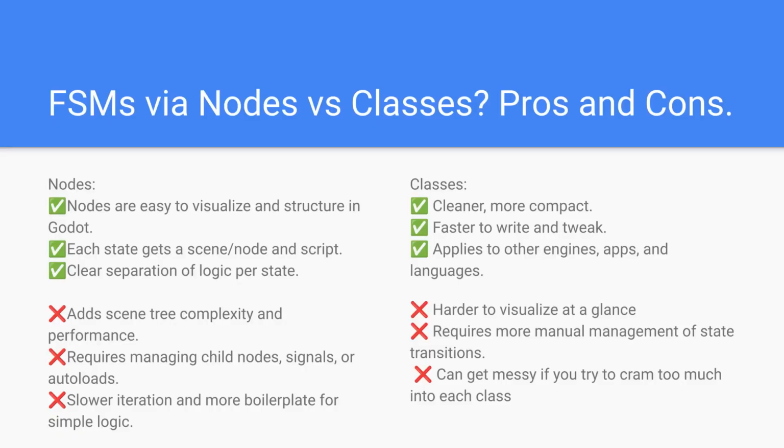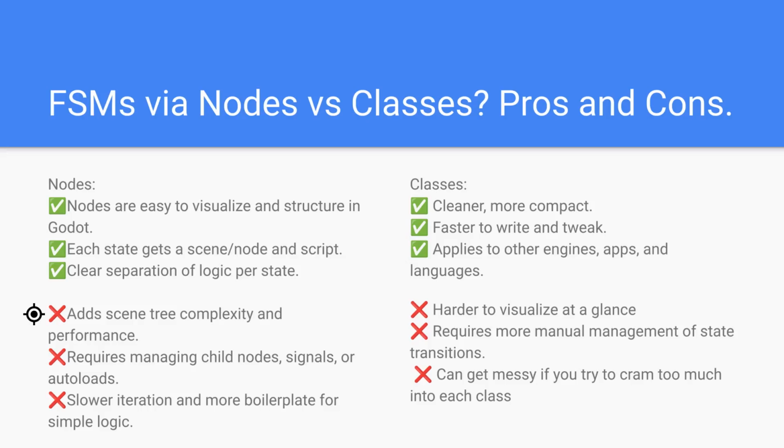So like I mentioned, nodes are not a wrong way of doing things, and doing a state machine without nodes is not necessarily the right way to do things. There are pros and cons to both. Using nodes, you'll be able to very easily visualize and see what states are available right within the Godot editor. That does mean that each state gets a scene and a node, maybe some scripts, and you can clearly see that separation of logic. It's a very visual way of doing things.